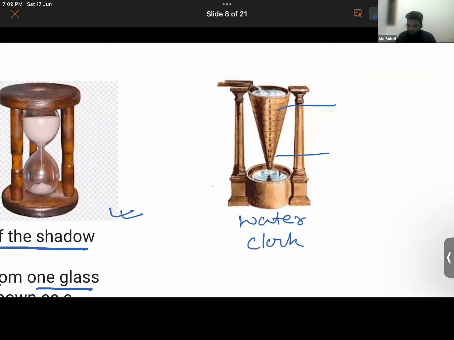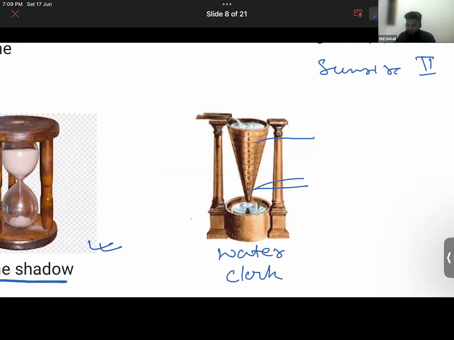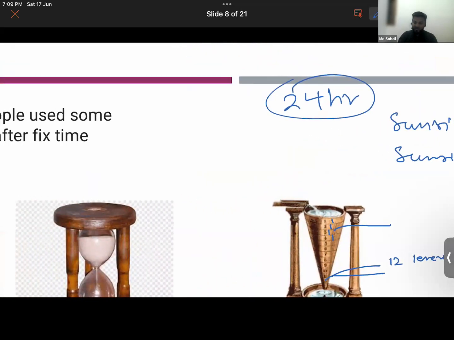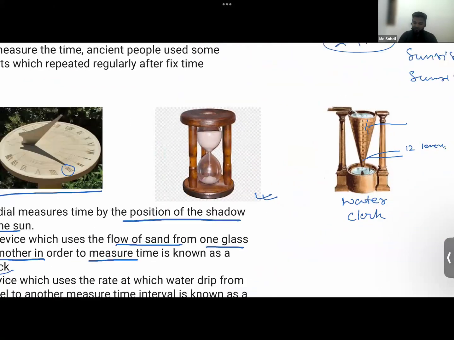Okay, so if you pay close attention here, it is divided into a total of 12 levels. See, first level, second level, third level, fourth level, and so on. So the rate at which each level gets emptied will show the time here. Okay, so this is how different traditional methods were used for measuring time.